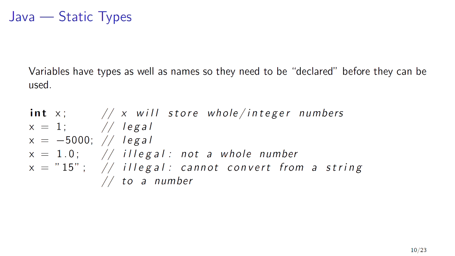So if I want to use x, I have to say, here's x, and I'm going to make it store integers. And I can say things like x equals 1, x equals negative 5,000. They're both integers. But if I say x equals 1.0, the compiler is going to tell me, no, you can't. 1.0 is a double. It is not an integer. No, you can't store it in x. Similarly, x equals the string 15. It will say, no, that's a string. It's not going to try to convert it from a string to a number like JavaScript will do. It's just going to say it is not allowed.